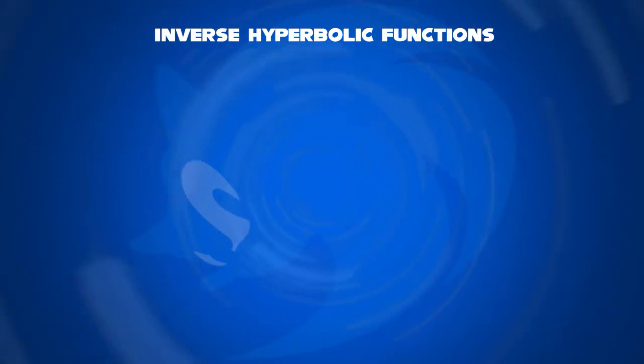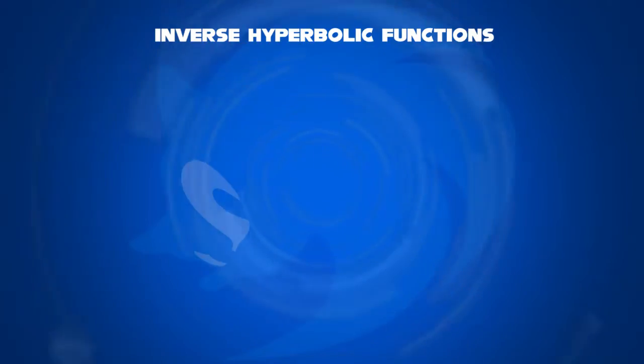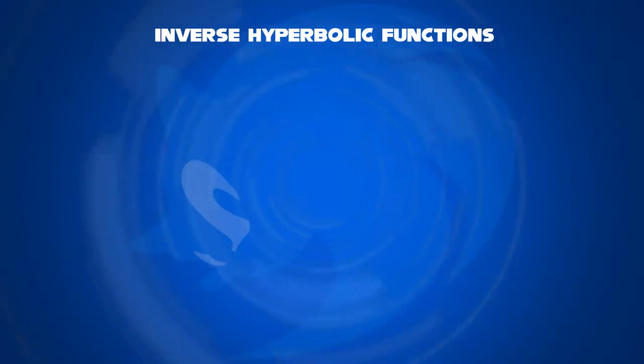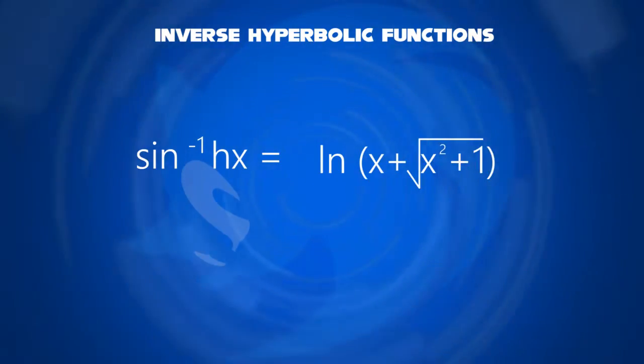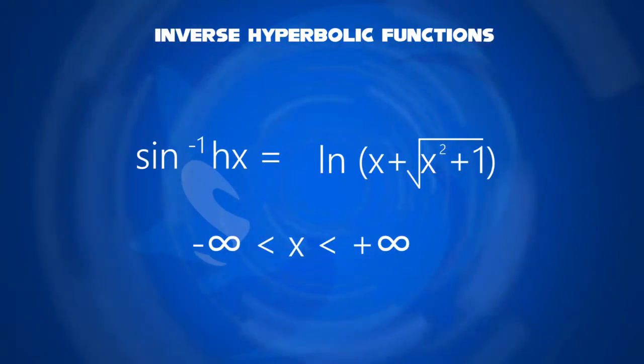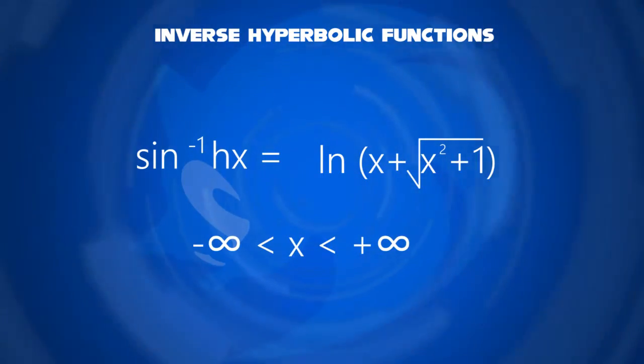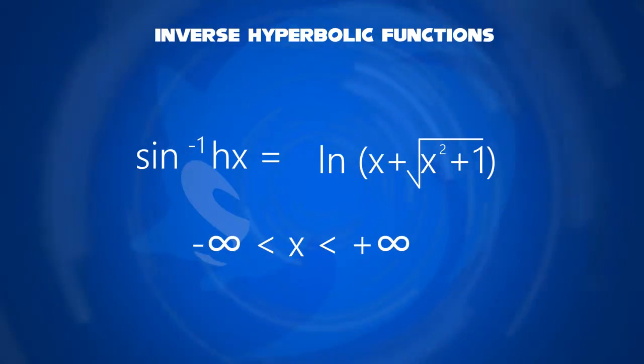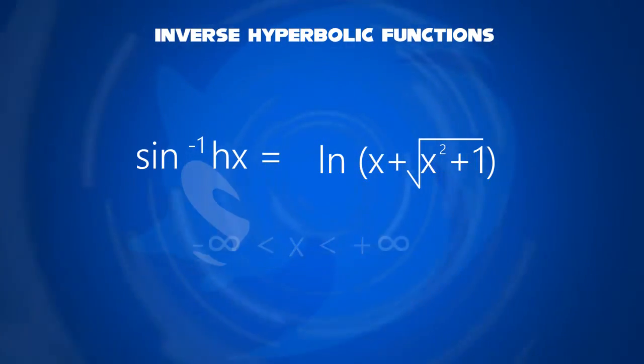Now, we are ready to apply an inverse function, also called an arc function. This is a tricky part you must remember. Inverse sinh x equals ln, the natural log, of x plus square root of x squared plus 1, where x ranges from negative to positive infinity.